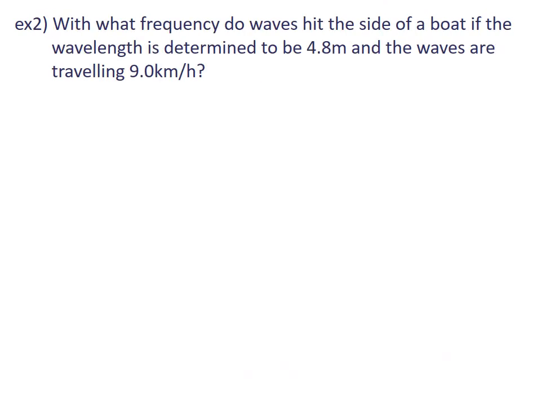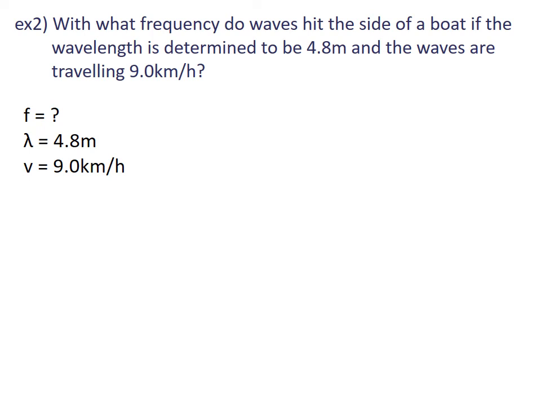Example 2. With what frequency do waves hit the side of the boat if the wavelength is determined to be 4.8 meters? So I'm looking for frequency, F equals question mark. Wavelength, lambda, equals 4.8 meters. And the waves are traveling 9.0 kilometers an hour. That's their speed. So V equals 9.0 kilometers per hour.